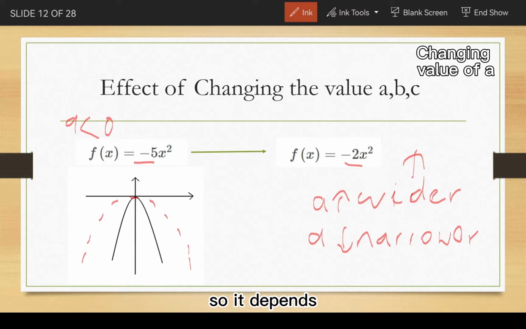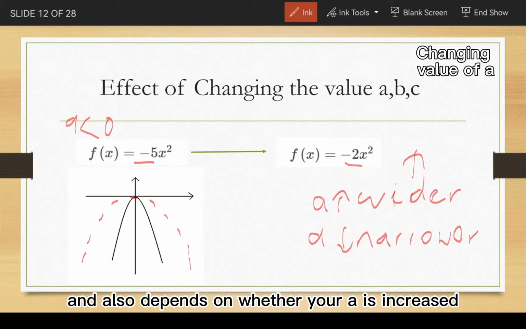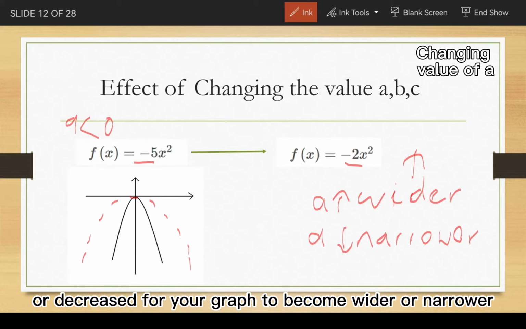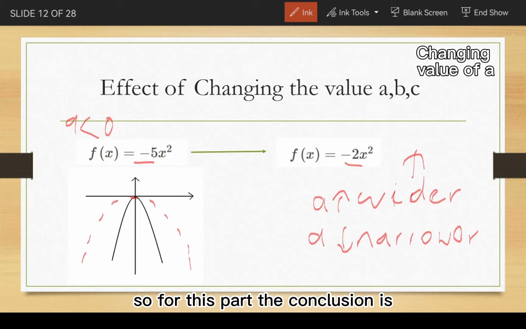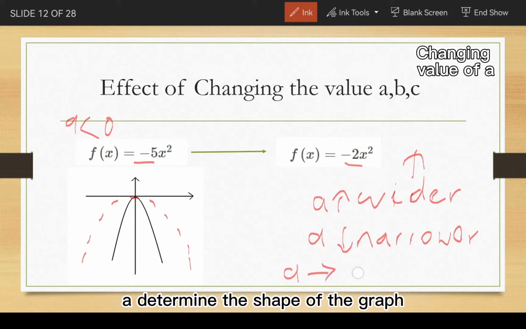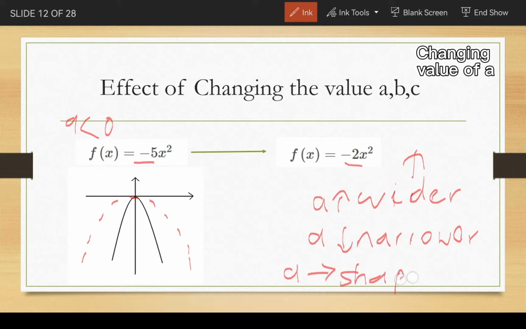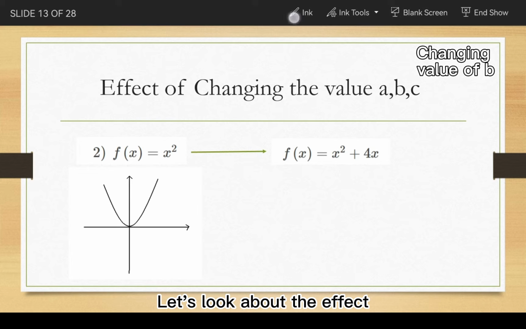So it depends on whether your a is greater than 0 or smaller than 0, and also on whether your a is increased or decreased, for your graph to become wider or narrower. So for this part, the conclusion is a determines the shape of the graph. Okay, so next, let us look at the effect of changing the value of b.